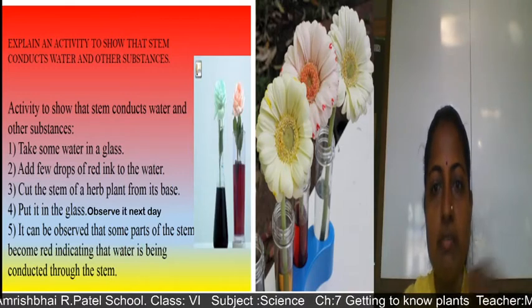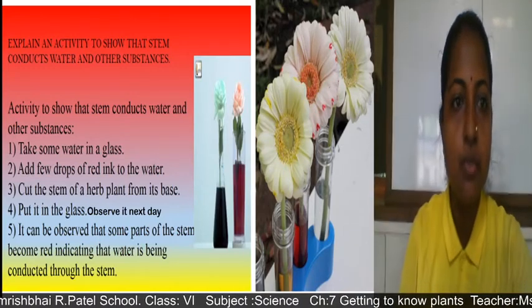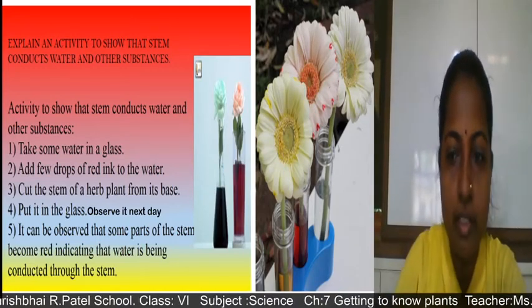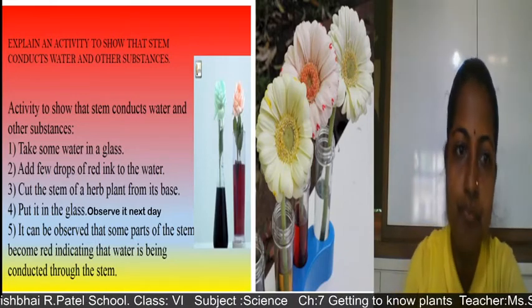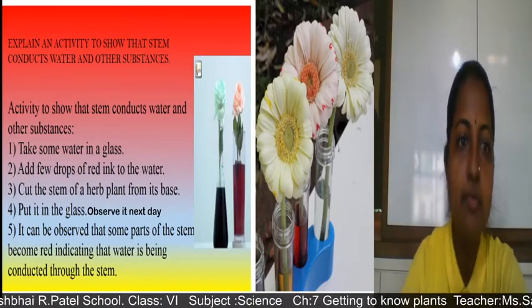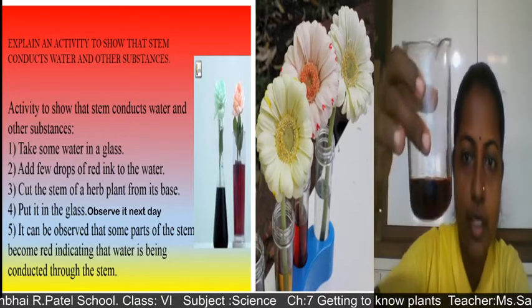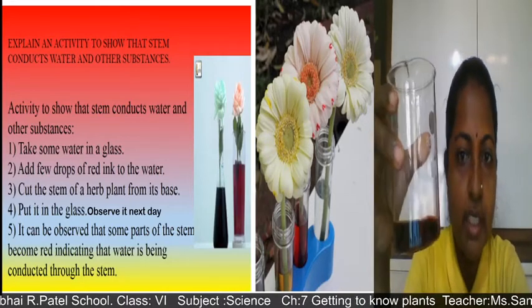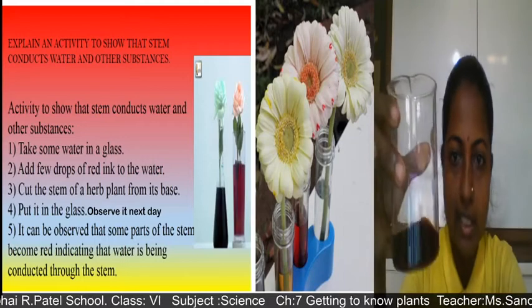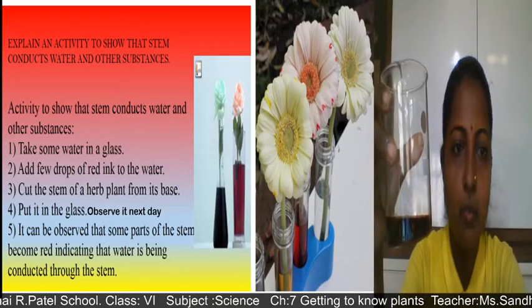First we will see the procedure. Activity to show that stem conducts water and other substances. First you have to take some water in a glass and add a few drops of red ink into the water. So I took water and red ink into the glass.